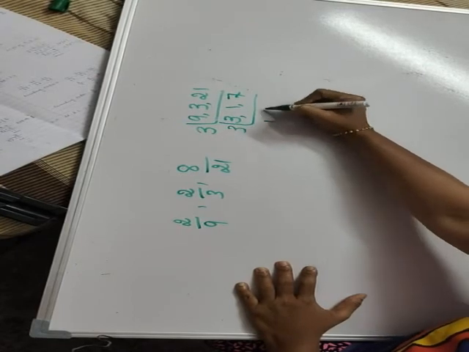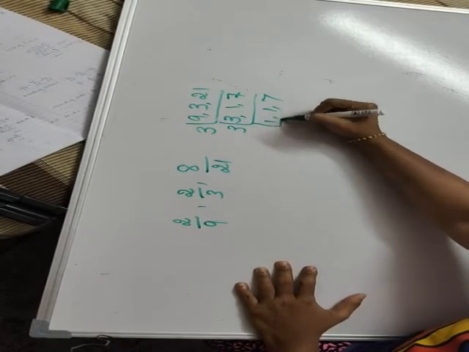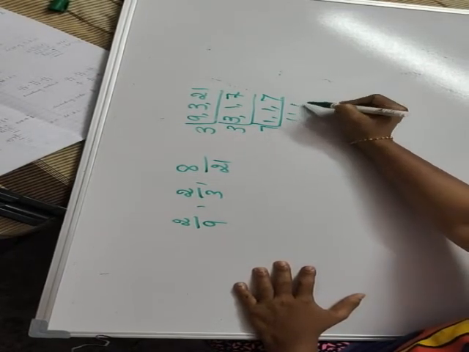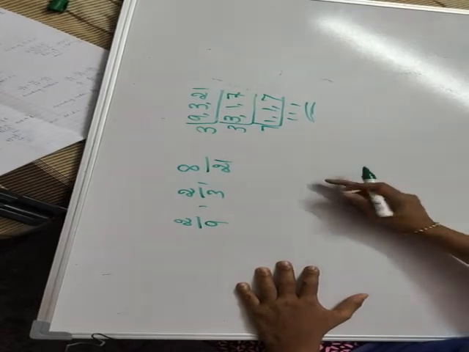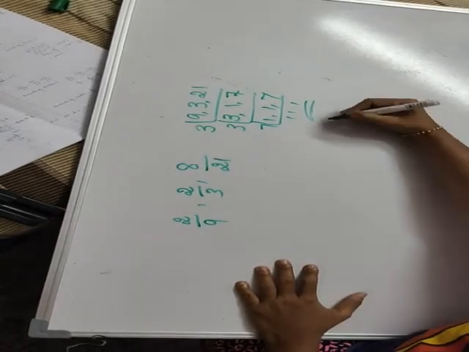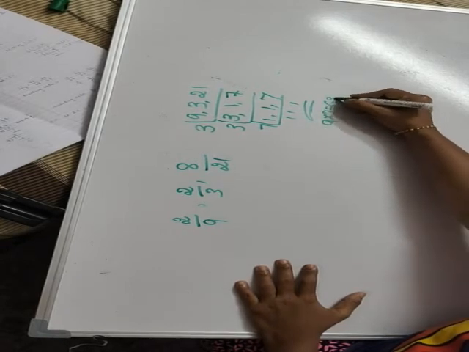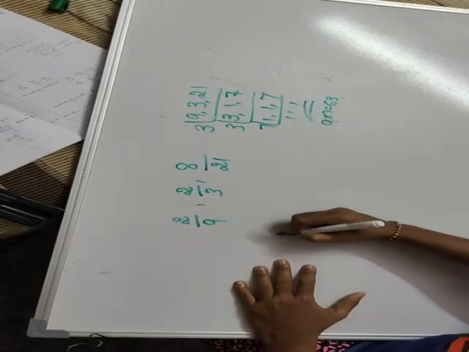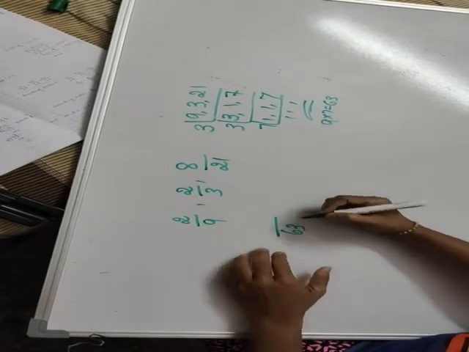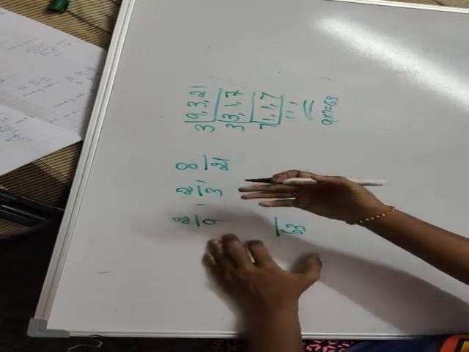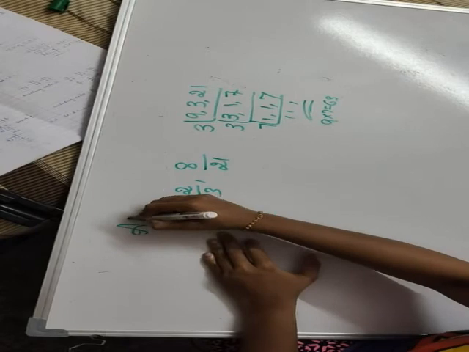Okay. 3 3s are 9. 9 into 7 how much? 9 into 7 is 63. So the LCM is 63. Now I will write here 63. Now don't write plus and all. Now it is a comma. Okay, it's ascending order.